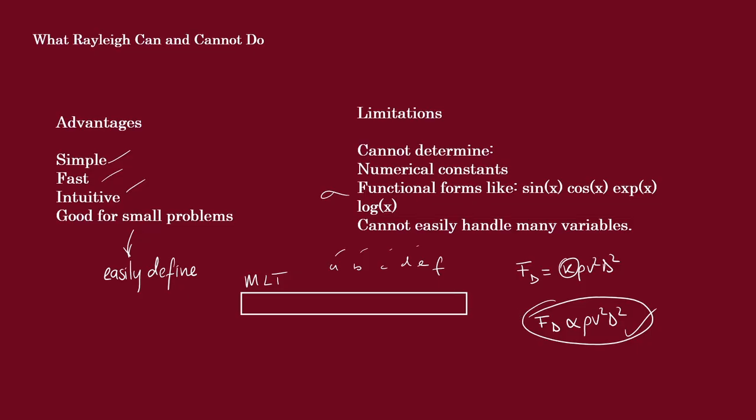After this we'll cover Buckingham's Pi method of dimensional analysis, look at how it differs from Rayleigh's, how it is stronger and can handle many variables, and also reduce our problems to functions of dimensionless terms.